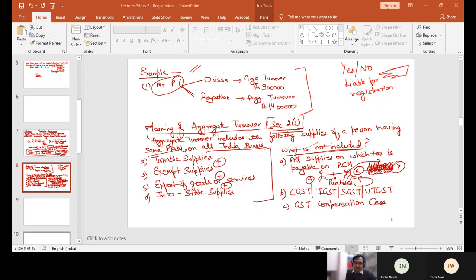Prachi, can you answer this? Yes, sir, because it is more than 20 lakhs. Yes, because the turnover is more than 20 lakh rupees. Is this slide visible still? Yes, sir. Okay.